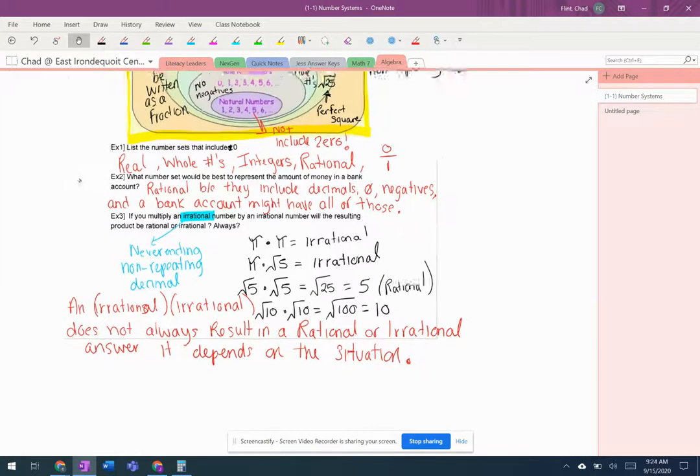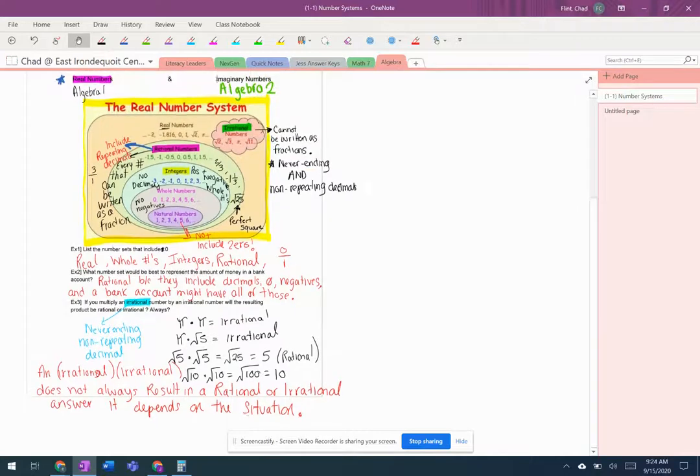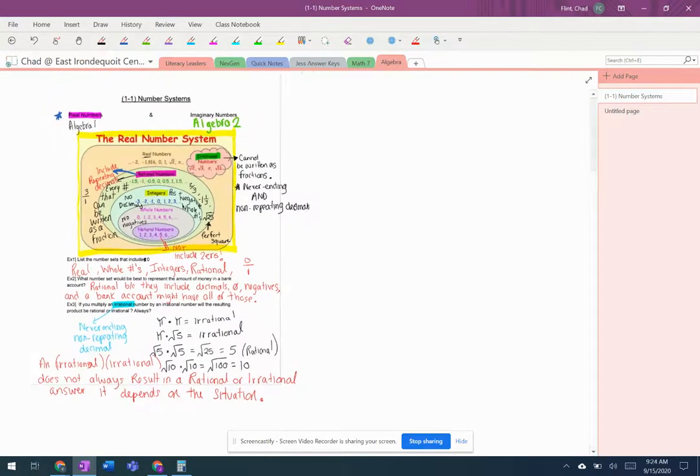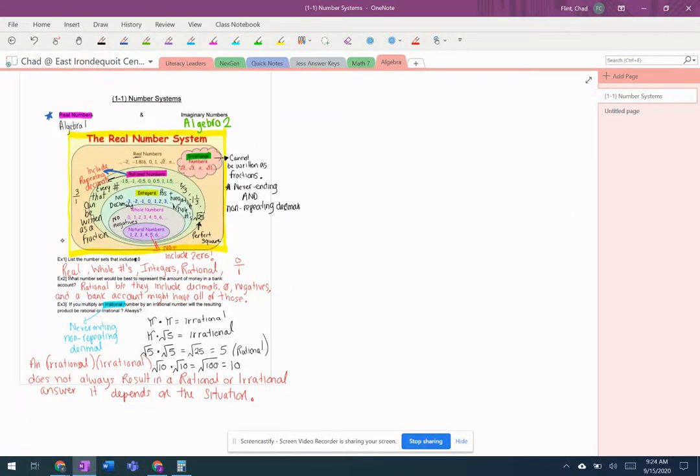Okay, so there are our number systems for 1-1. Congrats, you made it through your first lesson in notes.